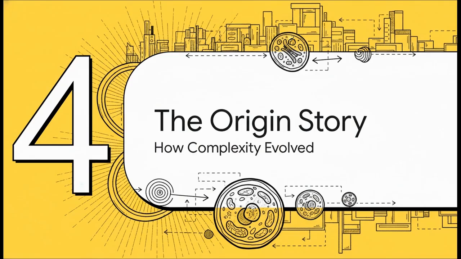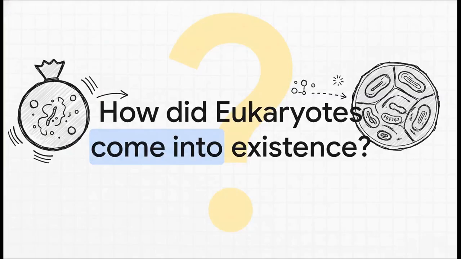Where in the world did all this complexity even come from? I mean, really, how did eukaryotes come into existence? This has been one of the biggest puzzles in all of biology. How do you make the leap from a simple little prokaryotic bag to this bustling, compartmentalized city of a cell?